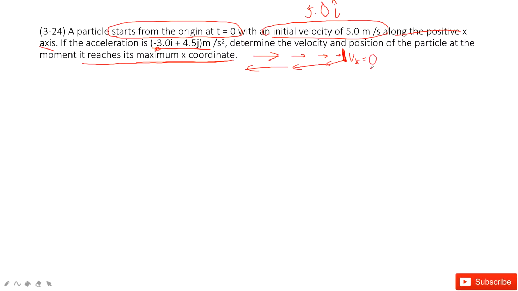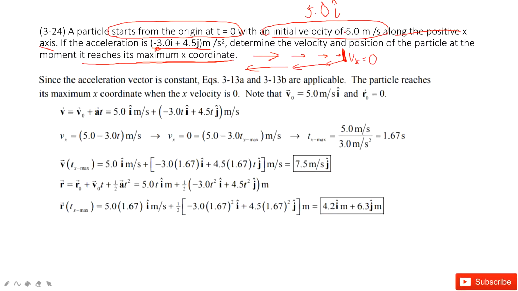Agree? So we can write the equation for the x component and y component. First thing we can consider, we know the velocity is the initial velocity plus the acceleration times t. We write this equation in two components, i component and j component. So we write the initial is 5.0 i component plus the acceleration. Therefore, we write it inside. We find the velocity at the x component is just 5.0 minus 3.0t.